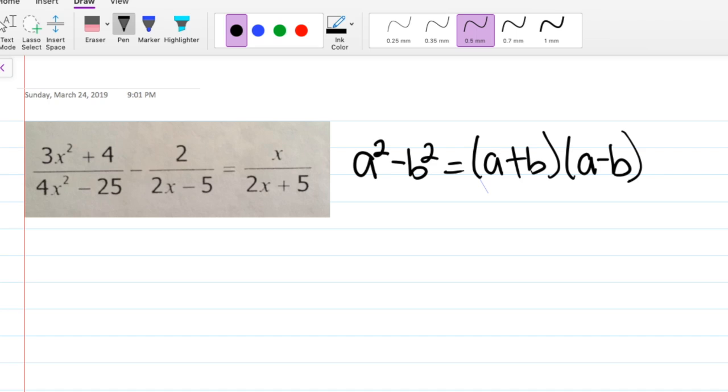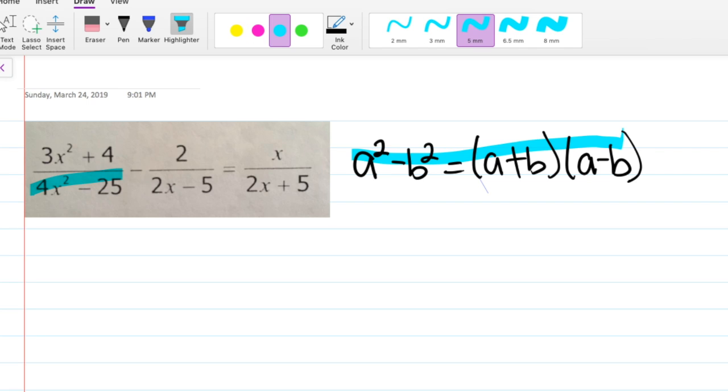Now let's get this problem out of the way, just because it looks more confusing than what it needs to be. Right off the bat, we should notice that this 4x squared minus 25 really is just asking us to use a difference of squares. Now, the difference of squares, I put it right here.